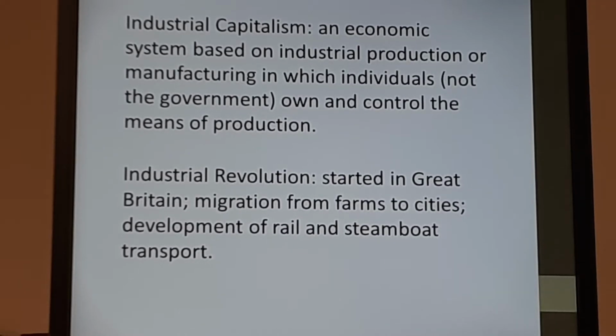This is an introduction to chapter 23.1, the Industrial Revolution. It started in Great Britain for several reasons that we'll get to. One is that people started moving away from the farms and into the cities, so they were looking for work in the cities. And there are some other factors, like the steam engine, powered railroad and steamships.